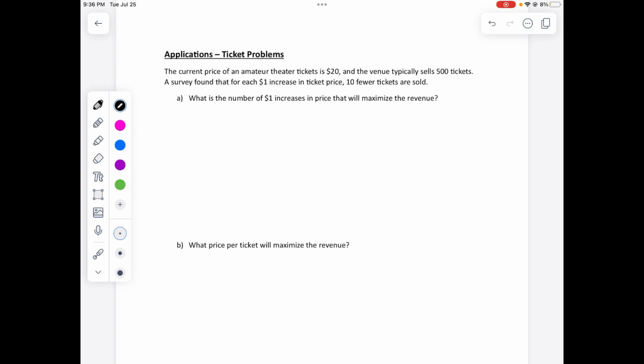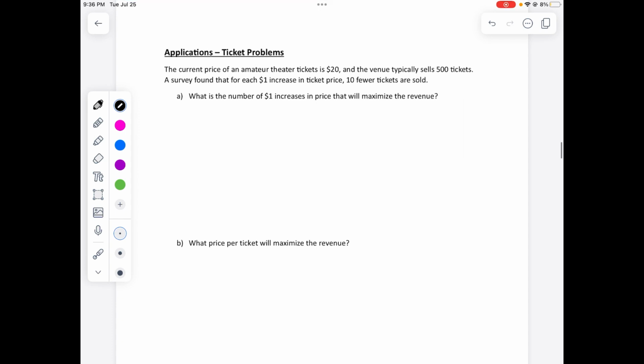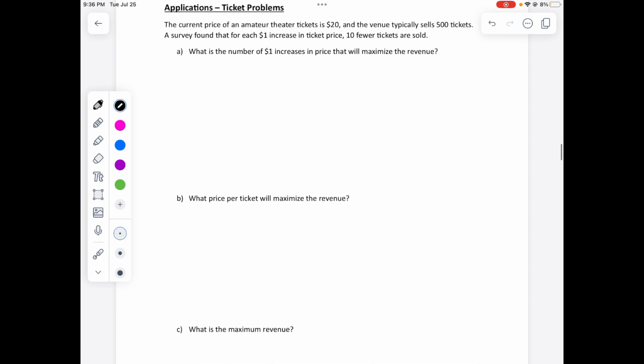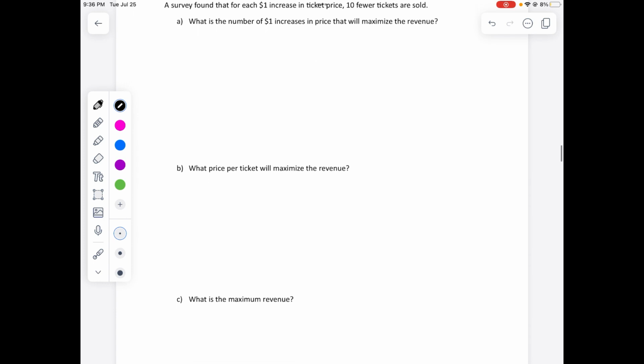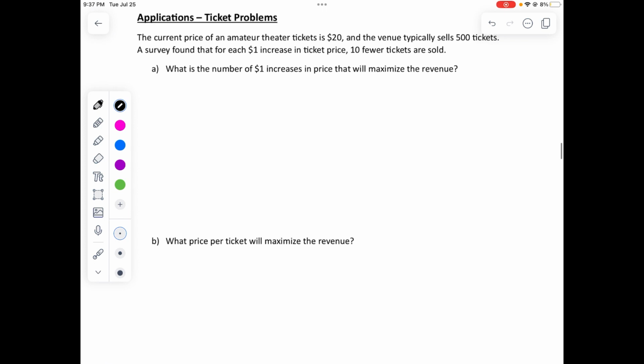So the question says the current price of an amateur theater ticket, sorry, that's not grammatically correct, is $20, and the venue typically sells 500 tickets. A survey found that for each $1 increase in ticket price, 10 fewer tickets are sold. Okay, so we want to find out a few things. We want to find out what is the number of increases that will maximize the revenue. We want to find out what the ticket price will be that will maximize revenue, and then what the actual maximum revenue will be.